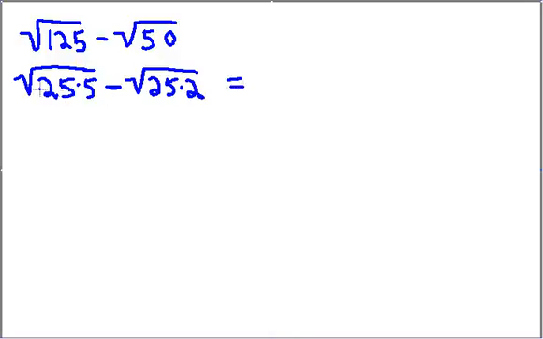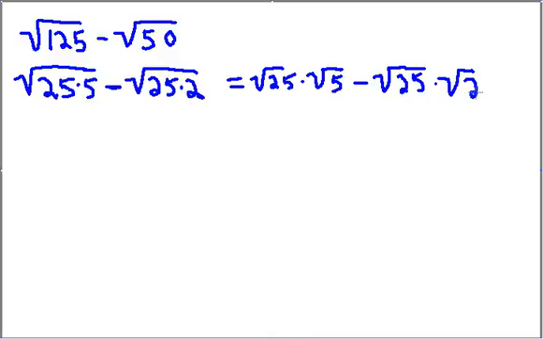Remember, the square root of 25 times 5 is going to be the same thing as radical 25 times radical 5. And then we are going to subtract from that radical 25 times radical 2. Remember, we just simply used our principle. It says the square root of a product can be broken apart into the square root of each of the parts that are being multiplied together.